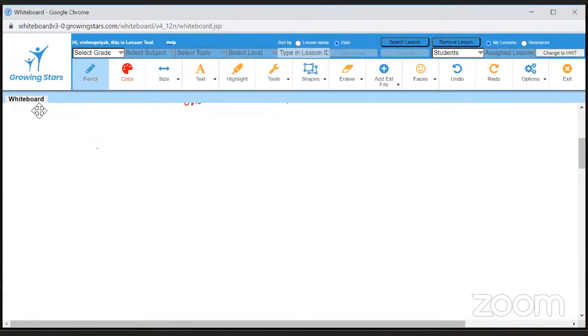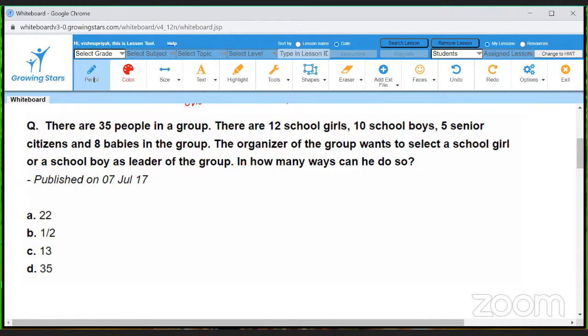Here, if you know, if you can do it before me, you can do it and tell me the answer also, as Lohit is doing. There are 35 people in a group. There are 12 school girls, 10 school boys, 5 senior citizens, and 8 babies in the group. The organizer of the group wants to select a school girl or a school boy as leader of the group. In how many ways can he do so?